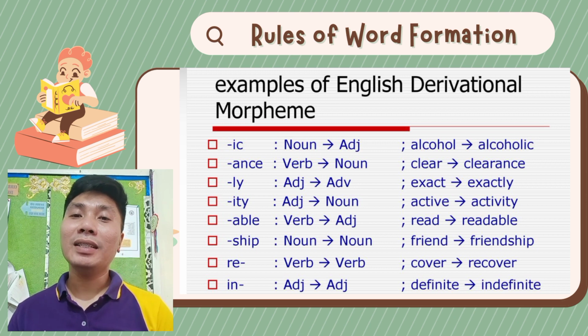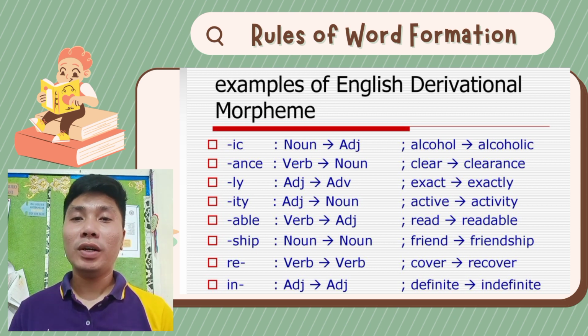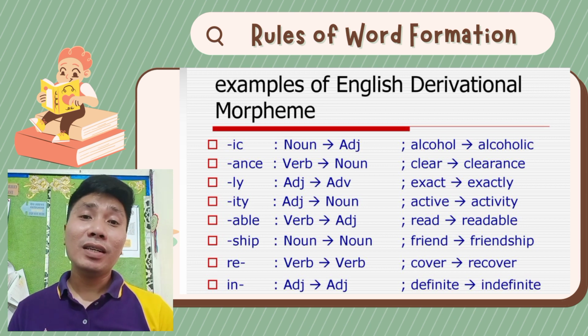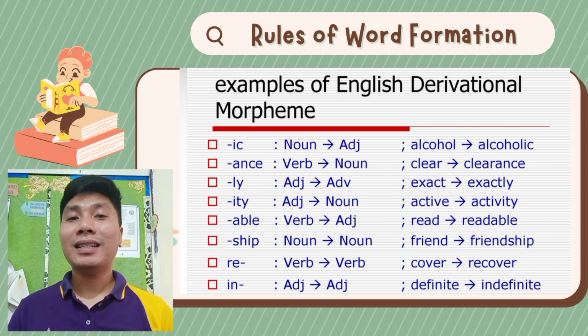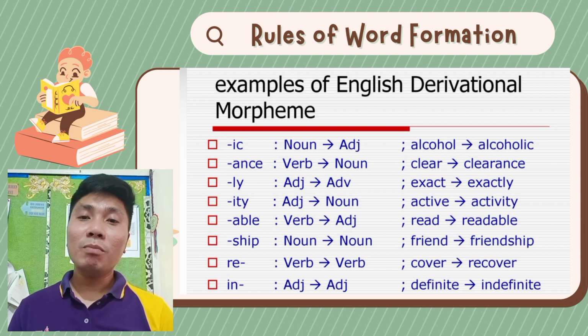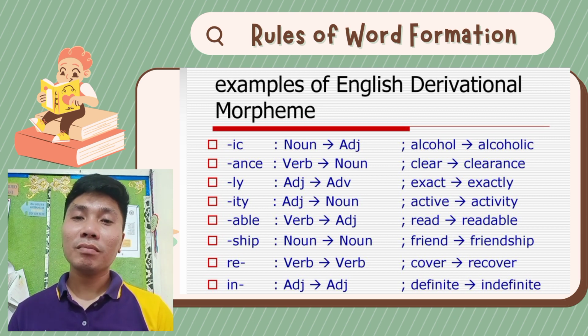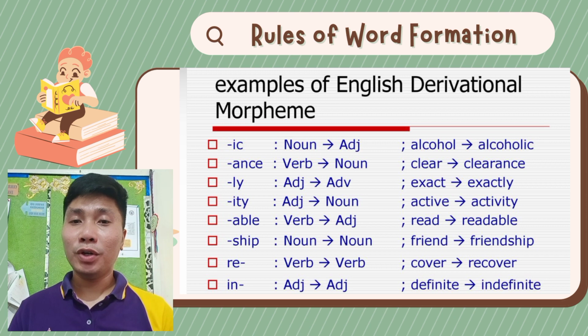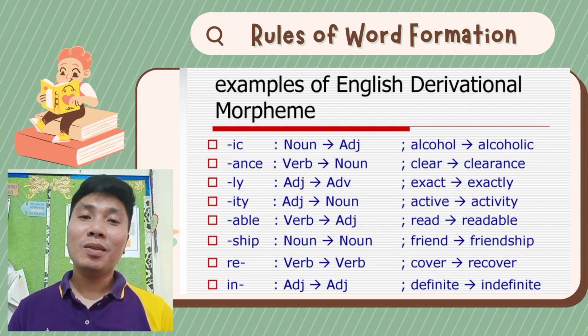Next, we have the -ity, attach it with the word active, that is an adjective, and it creates the word activity, which is a noun. Next, we have the derivational morpheme -able, attach it with the base word read, which is a verb, and it creates the word readable, which is an adjective. Next, we have the derivational morpheme -ship, attach it with the base word friend, which is a noun, and it creates the word friendship, which is also a noun.